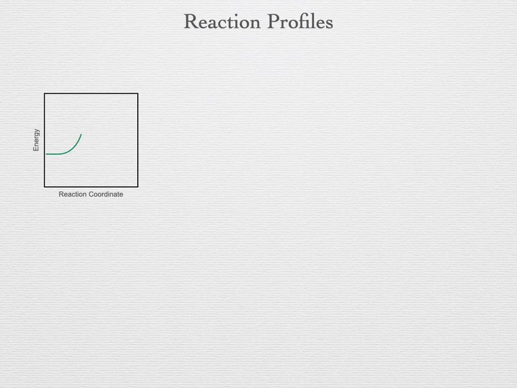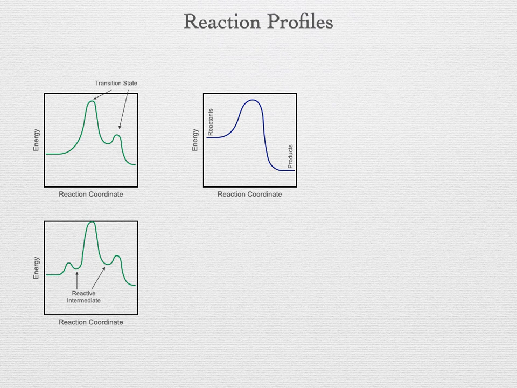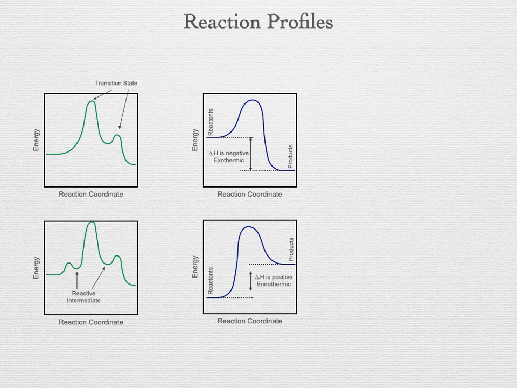When asked to create or interpret a reaction energy profile, the main points to observe are: 1. Transition states are found at peaks. 2. Reactive intermediates are found in wells. 3. The difference in the beginning and end of the plot, the difference between reactants and products, is the reaction enthalpy, or internal energy or Gibbs energy, depending upon how the graph is created. A product energy level below that of the reactants indicates an exothermic reaction. A product energy level higher than that of the reactants indicates an endothermic reaction.